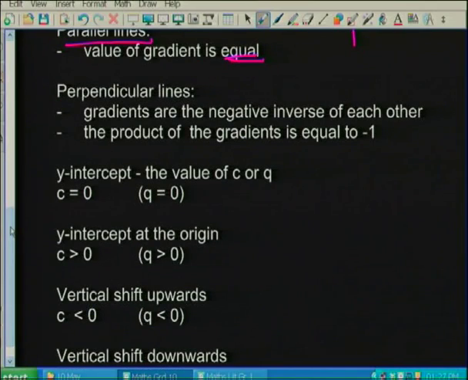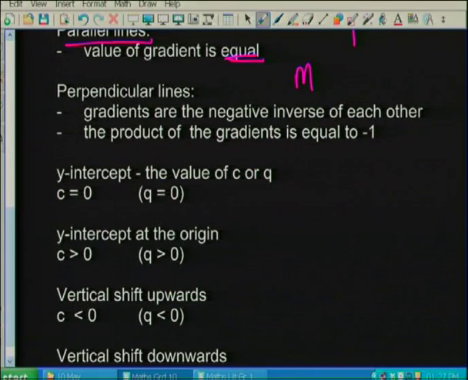Perpendicular lines are lines that intersect at a 90-degree angle. If lines are perpendicular, they intersect at a 90-degree angle, and something else is true. The gradient of the one graph multiplied by the gradient of the other straight line will give you -1. So the gradients are the negative inverses of each other.